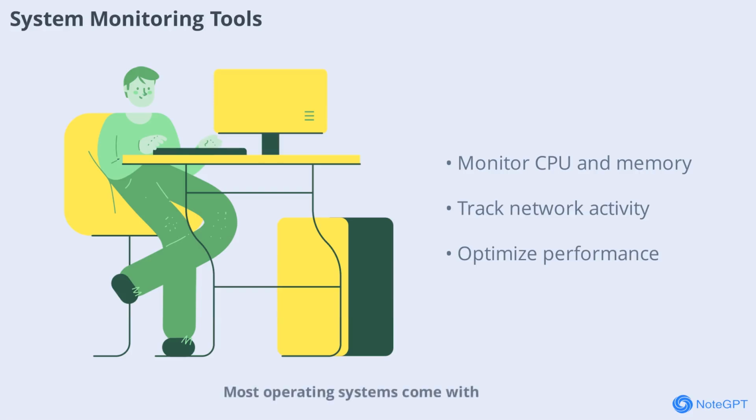Most operating systems come with built-in tools for monitoring system performance. You can check CPU usage, memory consumption, and network activity in real time. These tools help you identify problems, optimize performance, and ensure your device is running efficiently. Advanced users can use these insights to troubleshoot issues and fine-tune their systems.